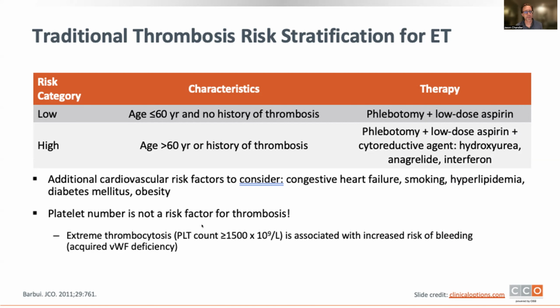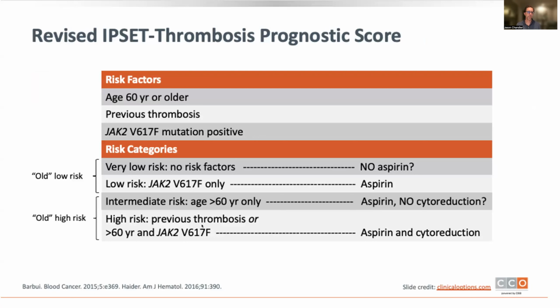So the old stratification that I originally learned when I was in training was you had low and high risk. So basically, if you were less than 60 and no thrombosis, or greater than 60 and a history of thrombosis, that's the risk stratification. But this new IPSET prognostic categorization has 3 factors. So JAK2 is a negative factor, having a previous thrombus, and then age greater than 60.